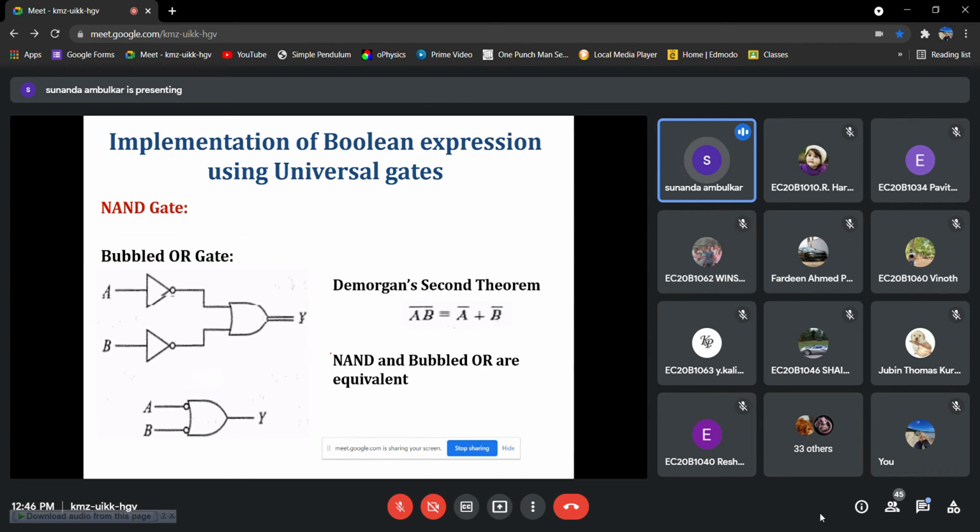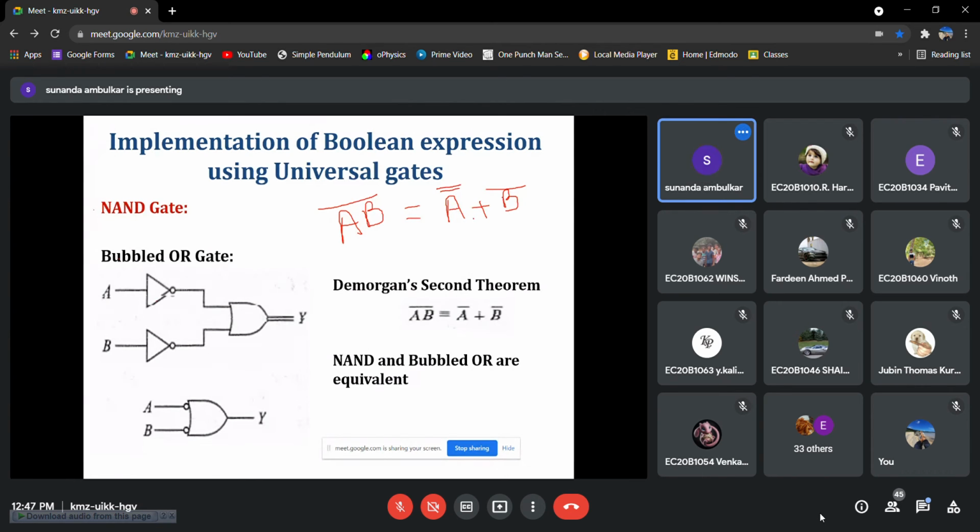Okay, just like the way we have applied De Morgan's first theorem, we have to apply the De Morgan's second theorem here. So what happens for the NAND operation? The NAND operation is represented by (AB) bar. By the use of De Morgan's theorem, this will be A bar plus B bar. Clear? So A bar, B bar.